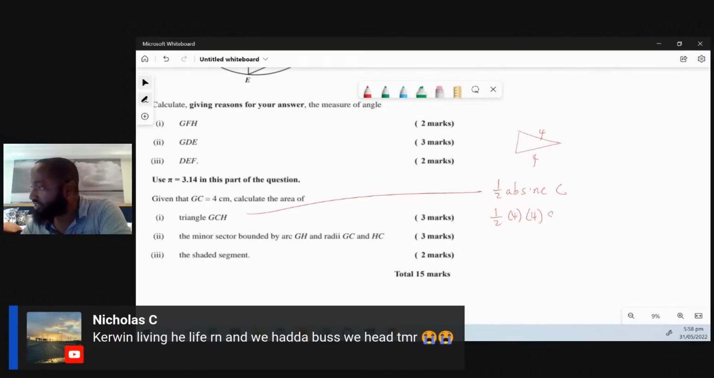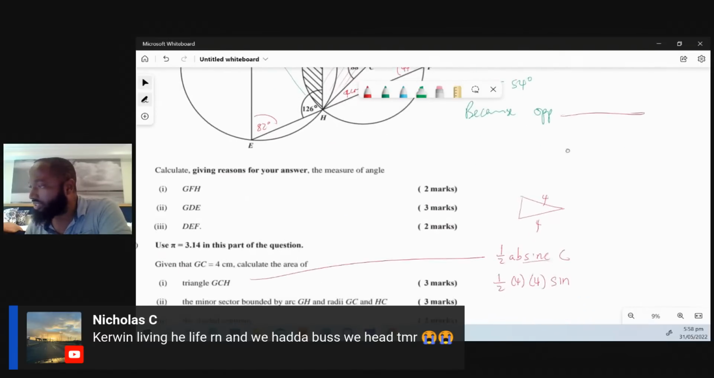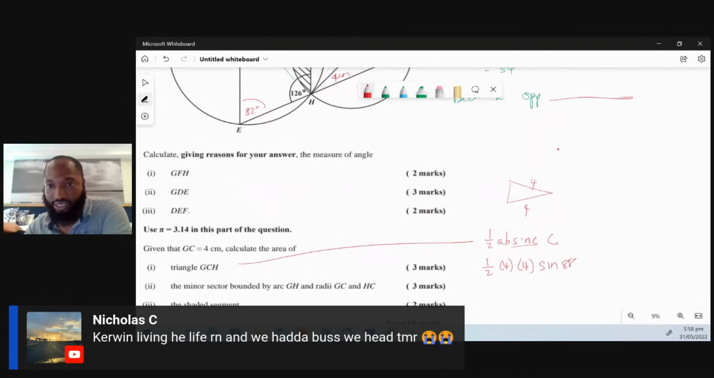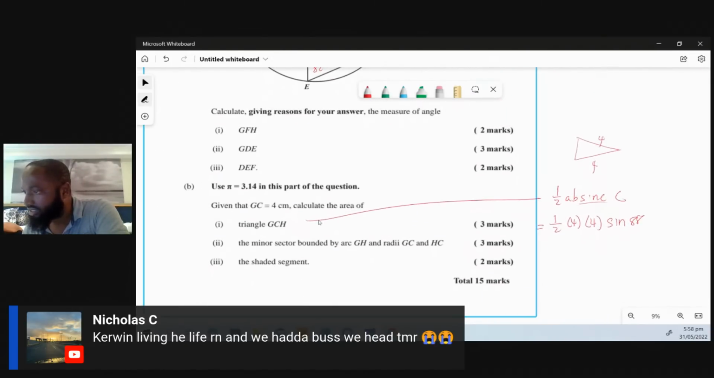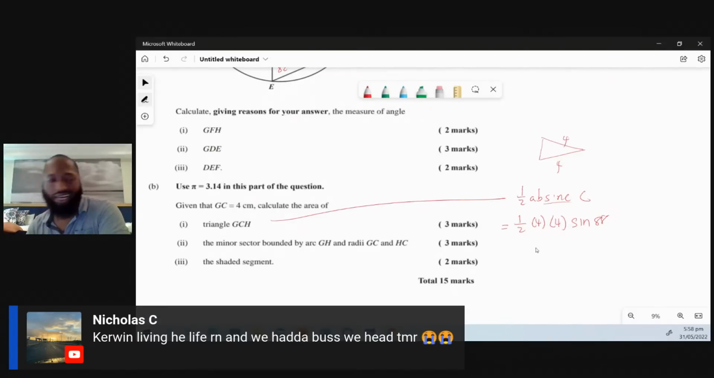This was 4. This was 4. Sine. Did I write sine C twice? C was. The angle there was 88. And what that worked out to be, guys? They wanted to say it didn't... Given, calculate the area. No, you can't go to the nearest whole centimeter. Give them 3 significant figures if they didn't ask for a specific thing.